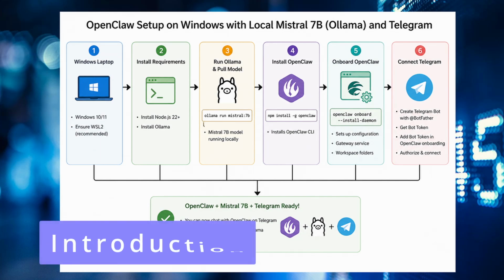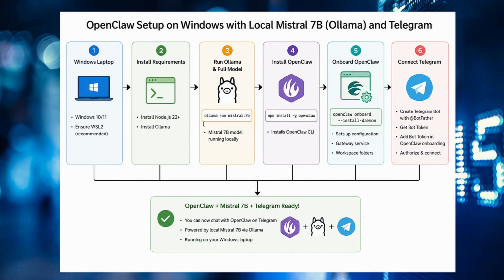Hey everyone, welcome back. In this video, I'll show you how to set up OpenClaw on a Windows laptop using a local Mistral 7B model with Ollama and connect it directly to Telegram. By the end of this tutorial, you'll have your own local AI assistant running completely on your PC.